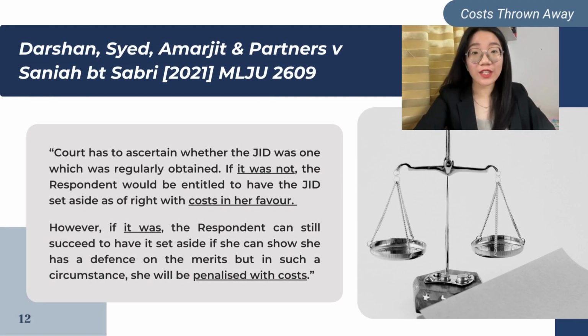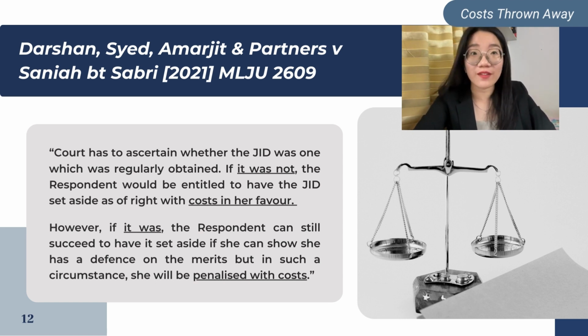As far as the question is concerned, in the case where a regular judgment in default of appearance is successfully set aside on the ground that the defendant has a prima facie defence, the order that is likely to be made by the court is the order of cost thrown away. For example, in the case of Darshan, it was held that the court has to ascertain whether the judgment in default was regular. If it was not, the respondent would be entitled to have it set aside as of right with cause in her favour.